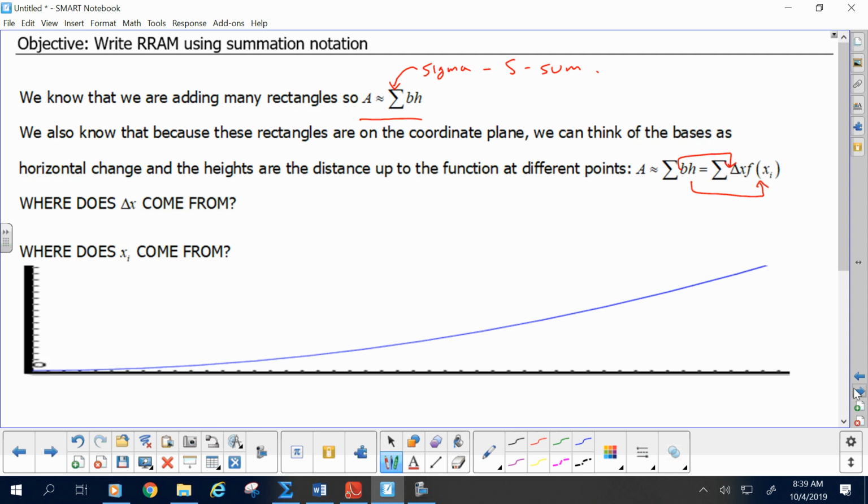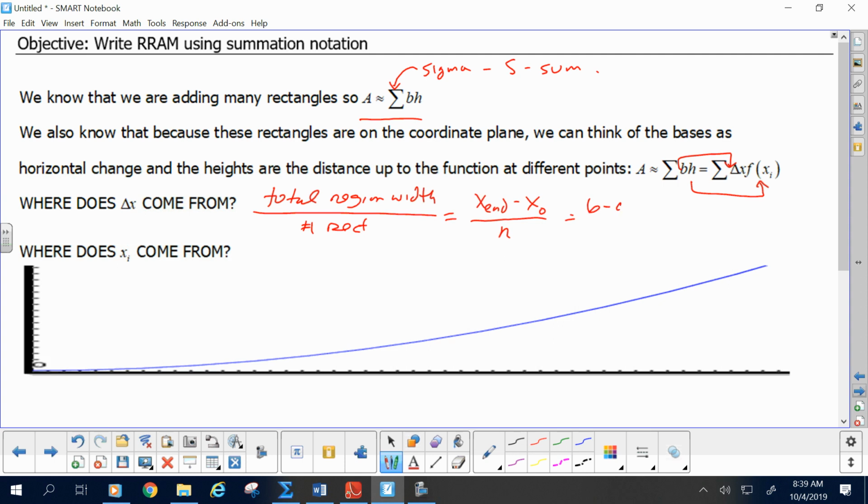Number of rectangles, and what else? Okay, so total region width divided by number of rectangles. You could say that a lot of ways. You could say x end minus x initial over n.